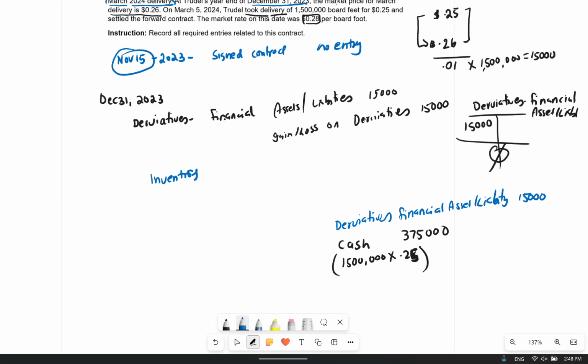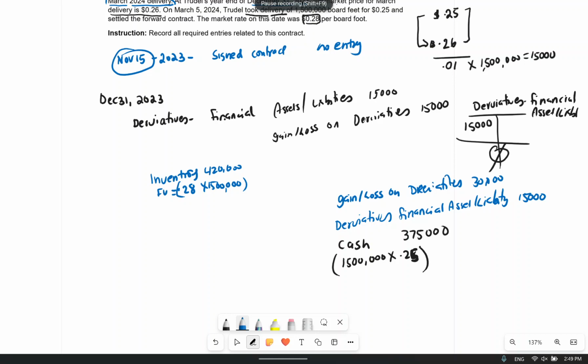We will record it at the fair value. The fair value of the lumber is 0.28 cents multiplied by the 1,500,000 lumbers that we bought. So that will be $420,000. So what we have is we have a gain/loss on derivatives, and that will be $30,000. So that will be your $30,000.